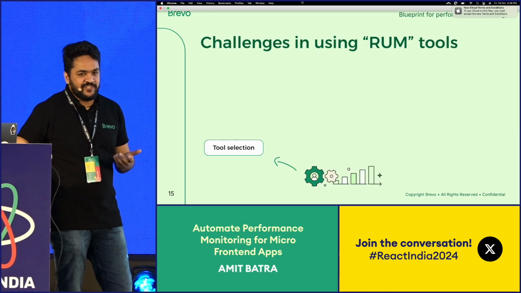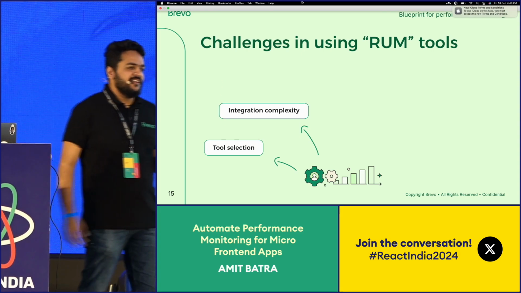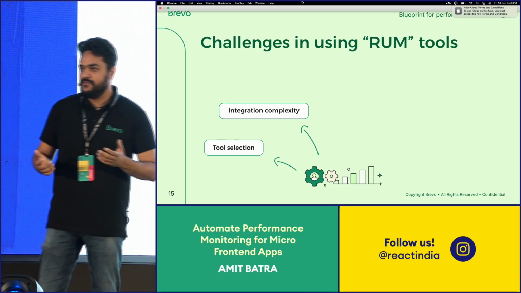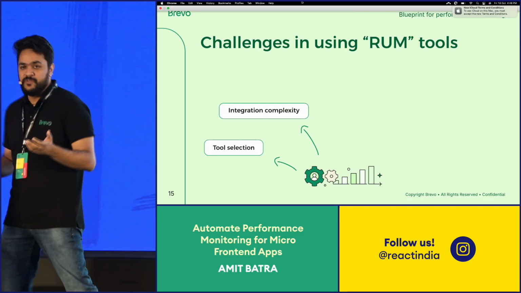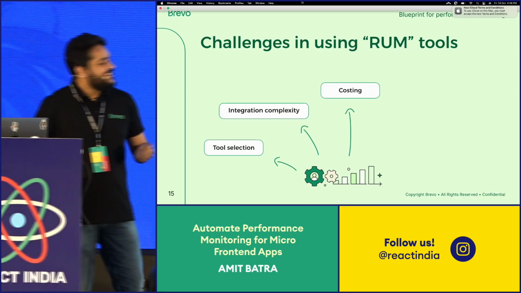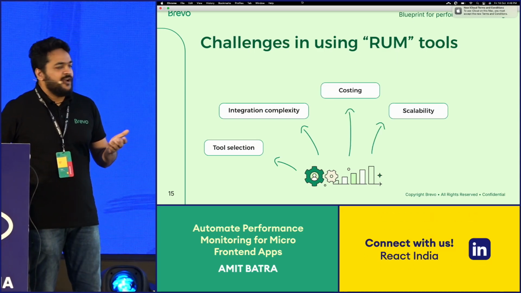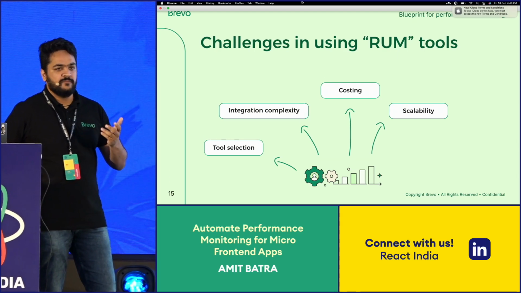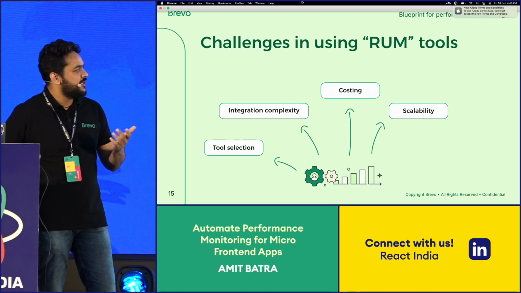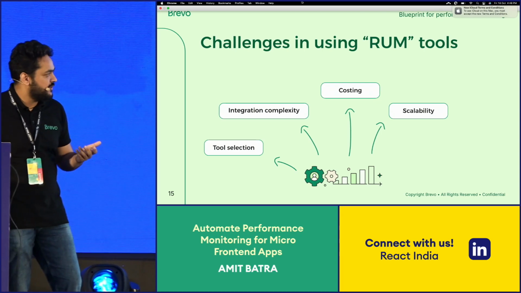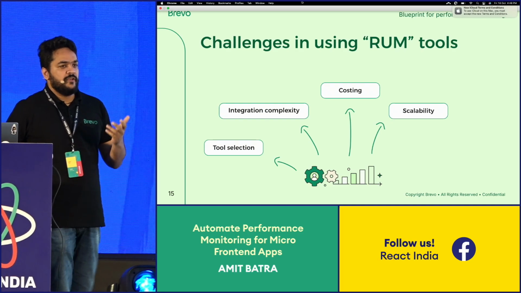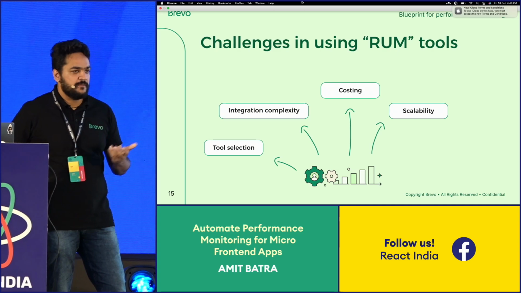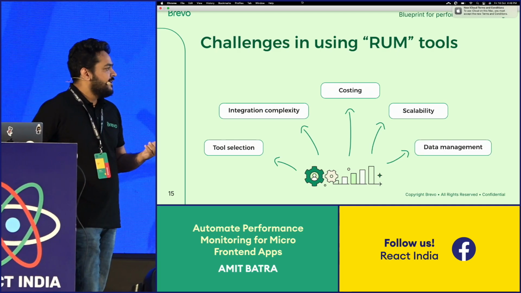First of all, it's the tool selection. Second is your integration complexity. Sometimes the tools that you opt for may become a reason for performance overhead. I would say costing and scalability are two things that go hand in hand. Scalability of a tool sometimes depends upon the costing decisions that you take, but a system should be efficient enough that when a large amount of traffic hits your website, it shouldn't go down.